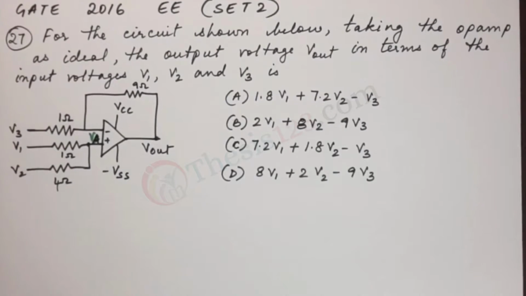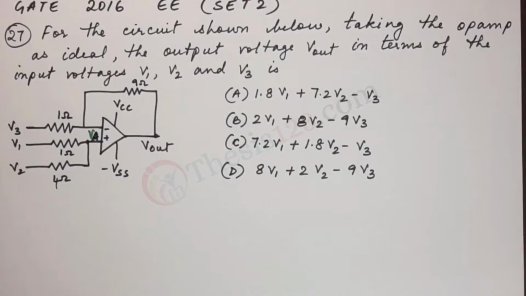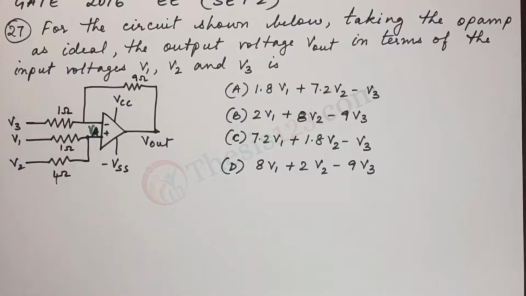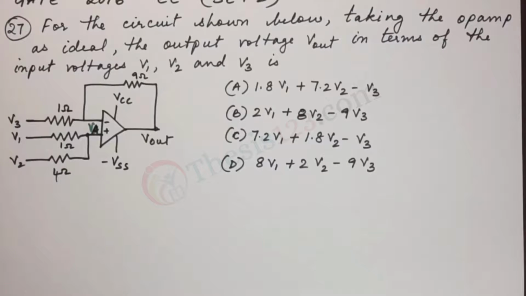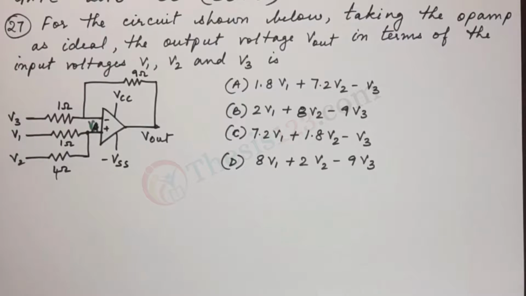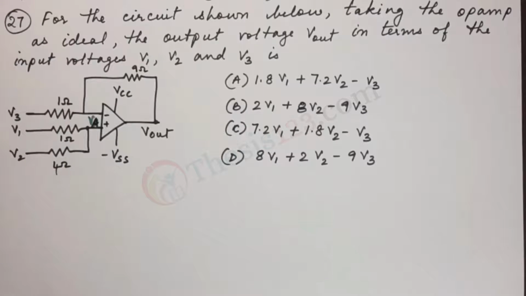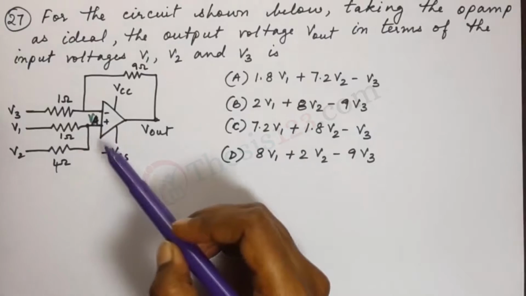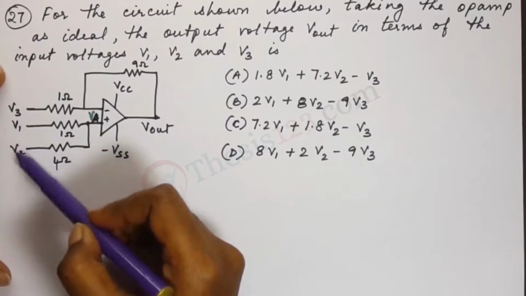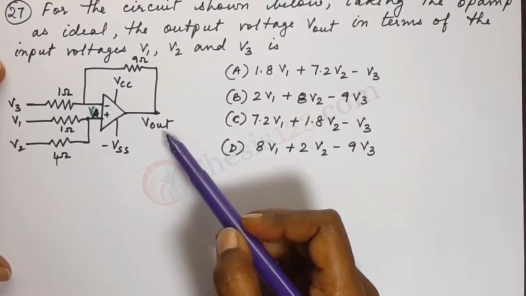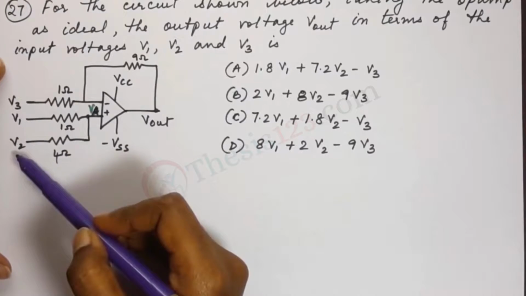Here's the next question, number 27. For the circuit shown below, taking the op-amp as ideal, the output voltage Vout in terms of the input voltages V1, V2 and V3 is. Okay, so we have been given the circuit, the operational amplifier circuit here, with 3 inputs V1, V2, V3, and we are supposed to find out the output voltage in terms of these 3.